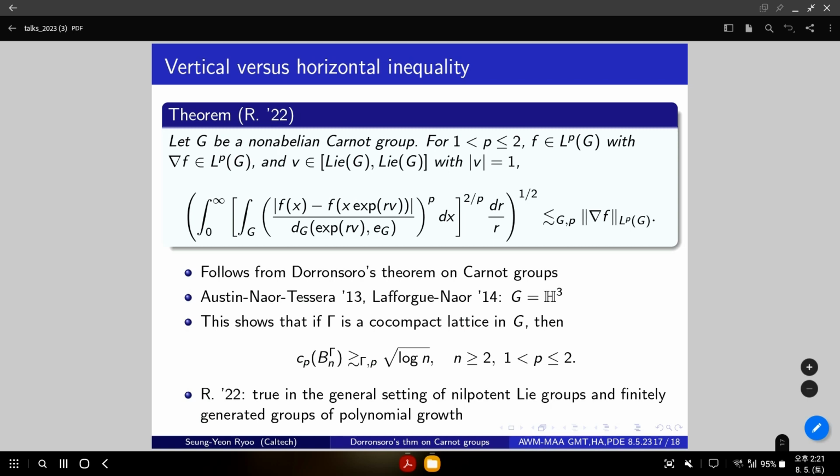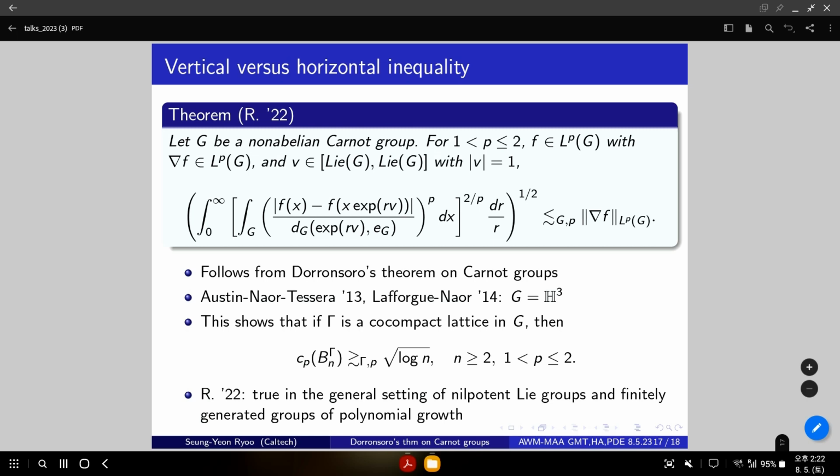So you can use it to extract useful quantitative statements about how this mapping should collapse along the commutator. This is proven from the differentiation theorem on Carnot groups, which was in section 2. And previously, for the case of the Heisenberg group, this was proven by Austin, Naor, Tessera, and Lafforgue and Naor.